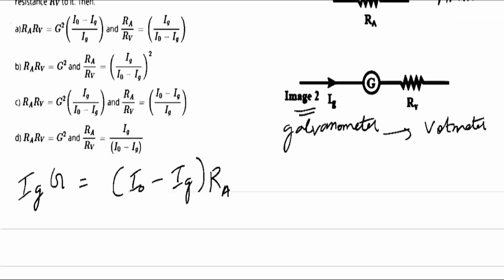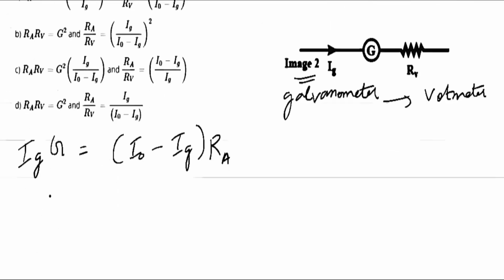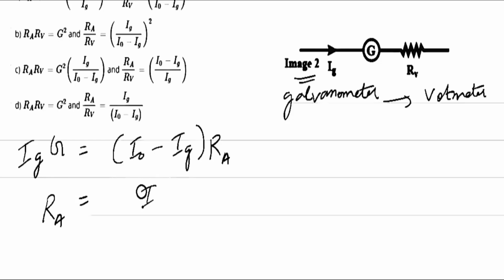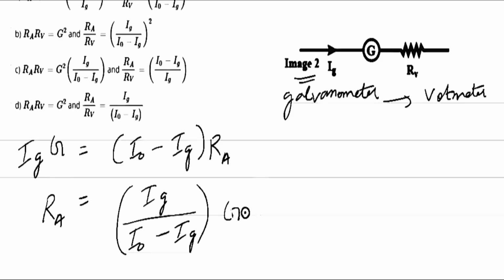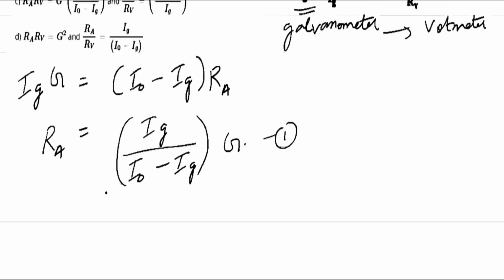So now let me find out Ra. Just rearrange for Ra. By simple rearrangement, we get Ra is equal to Ig upon (I naught minus Ig) times capital G. Let me mark this as equation number 1. This is for galvanometer to ammeter; we have found out the relation.